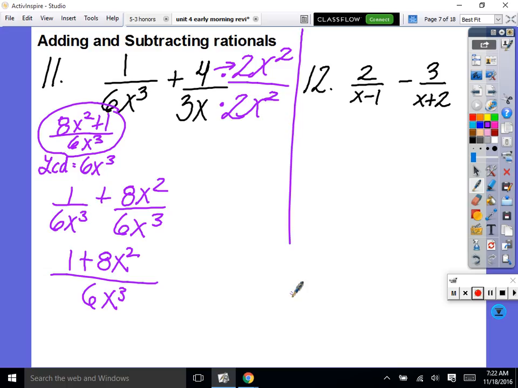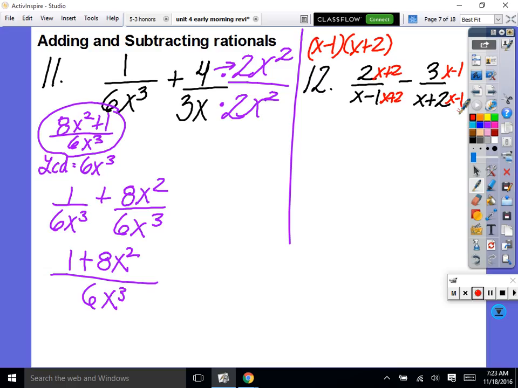With this one, get a common denominator. Isn't it just going to be x minus 1 times x plus 2, because x minus 1 is an entire factor and x plus 2 is an entire factor? So we've got to multiply this one by x plus 2 over x plus 2, this one by x minus 1 over x minus 1. One of the most missed problems on the test because it's a subtraction problem.